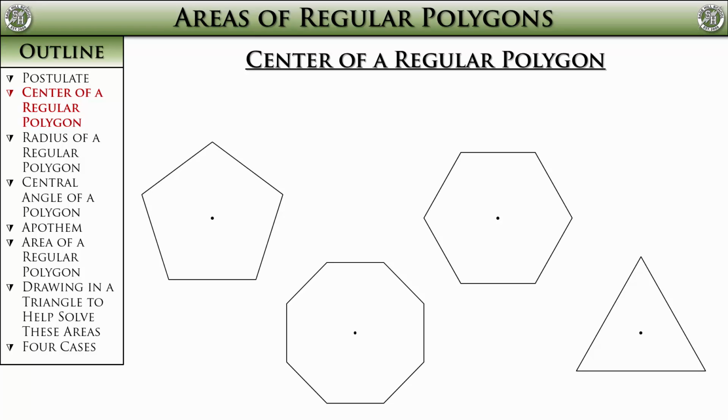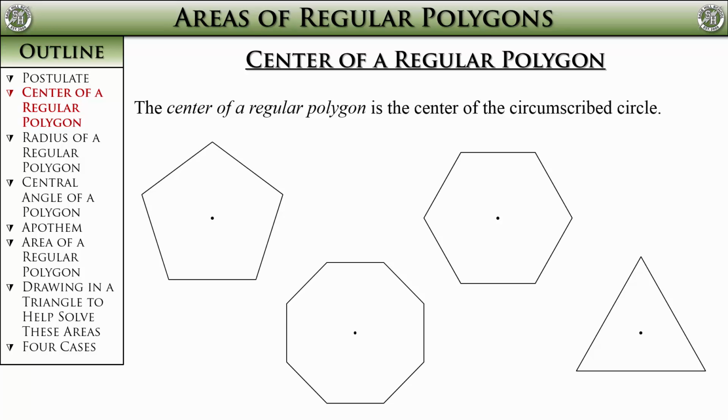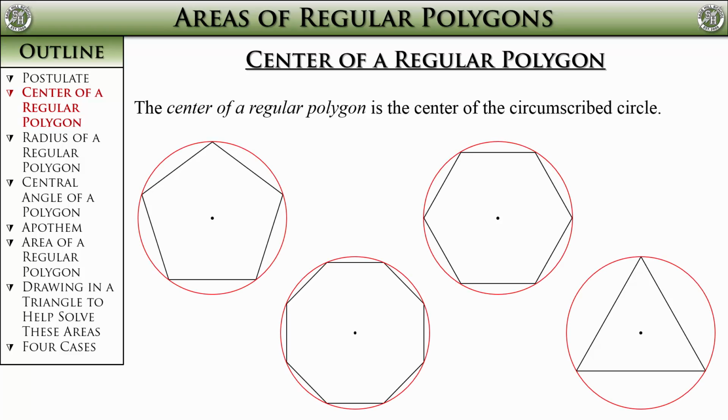Sometimes people think the pentagon center is a little low, and often the majority of students will end up feeling like the triangle center is a little too low. But I assure you they are correct. By definition, the center of a regular polygon is the center of a circumscribed circle. So it might help if I drew in all of the circumscribed circles for all of these regular polygons. Once the circles are drawn in, the centers usually look like they aren't too low anymore. Anyways, that's the center of a regular polygon.